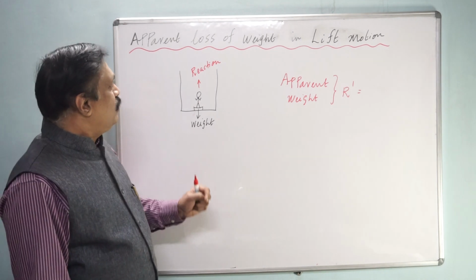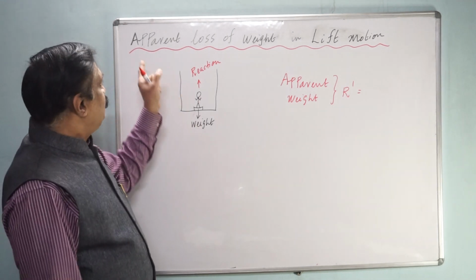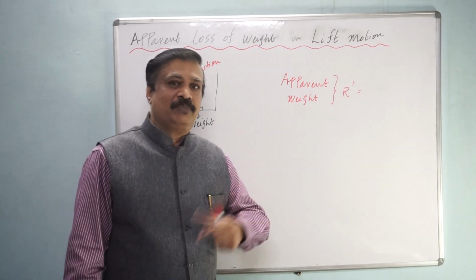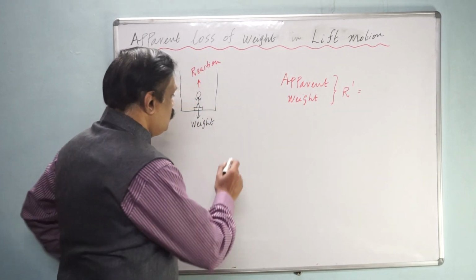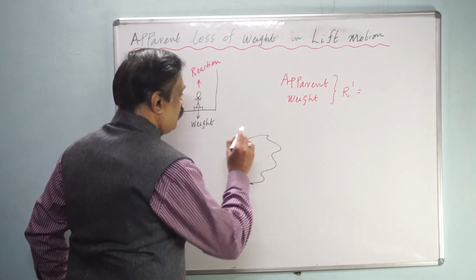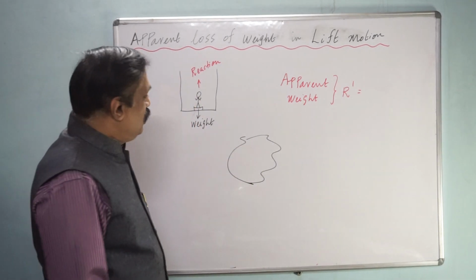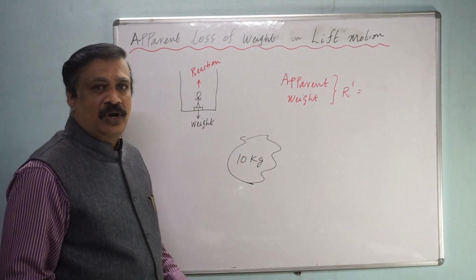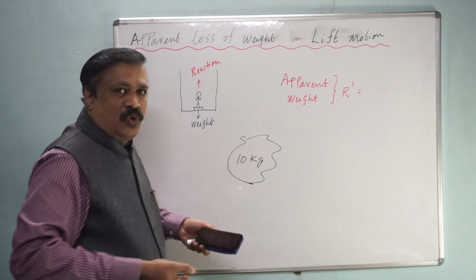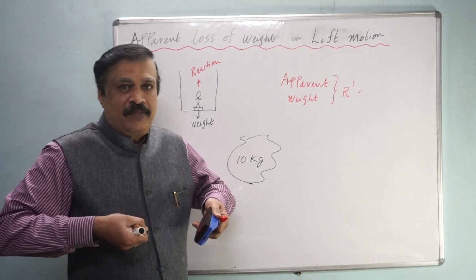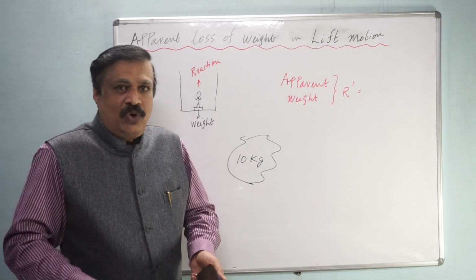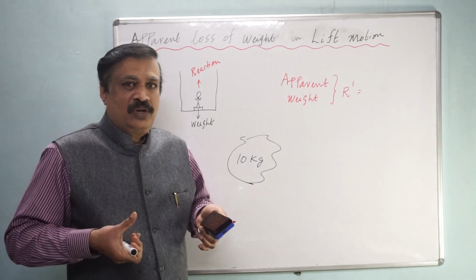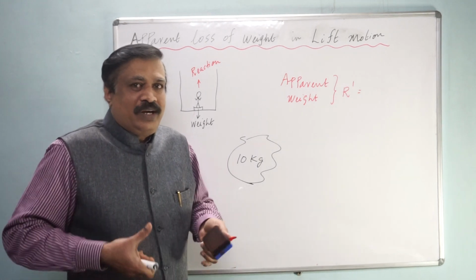First I am going to explain what is meant by apparent loss. What is meant by actual? What is meant by apparent? For example, there is a stone, approximately 10 kg. Now you are lifting the stone in the air. Then you can feel some weight. You can feel it is uncomfortable to lift 10 kg.